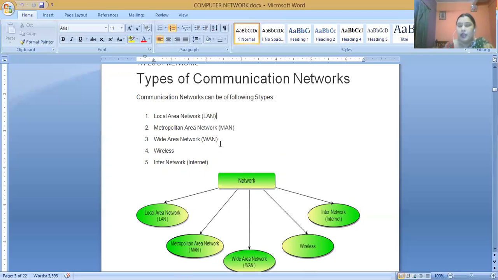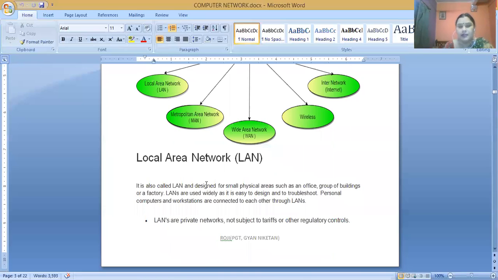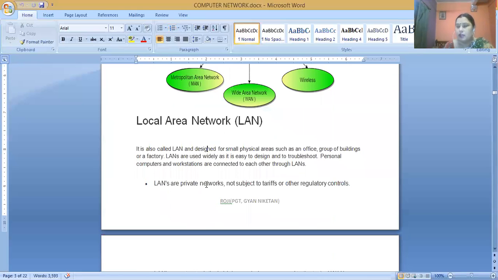What do you mean by local area networks? Local area network, also called LAN, is designed for a small physical area such as an office, group of buildings, or factory. Means LAN is designed in a small physical area, that is inside a building, inside a school, inside an office, etc.